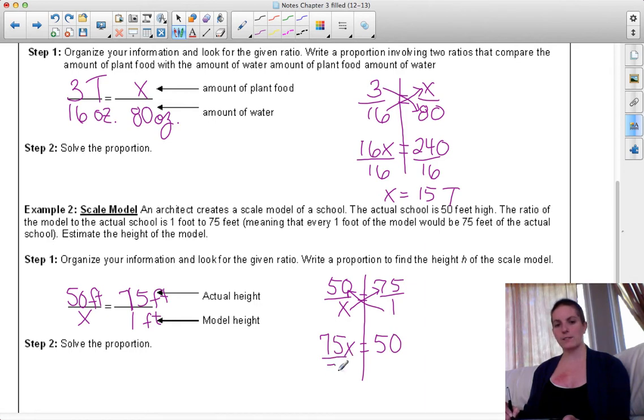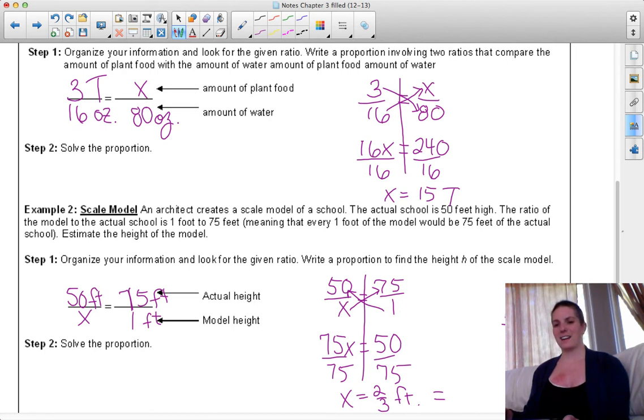Divide both sides by 75 so that I get x is equal to 2/3 feet. Well, that's kind of awkward, isn't it? Could you change that over to inches? 2/3 foot is just fine, but 2/3 of a foot, there are 12 inches in a foot per 1 foot.